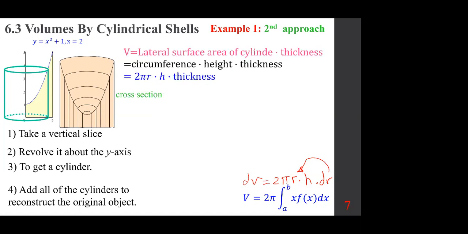The lateral surface area of the cylinder times thickness, okay, would be dV. So we have 2 pi r h times the thickness. And the thickness, class, I like to call it dr. It depends really on r. R becomes either a function of x or a function of y. If r becomes a function of x, then this becomes dx. If r becomes a function of y, this becomes dy.